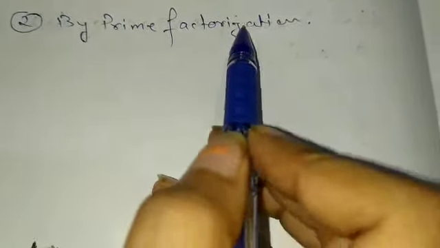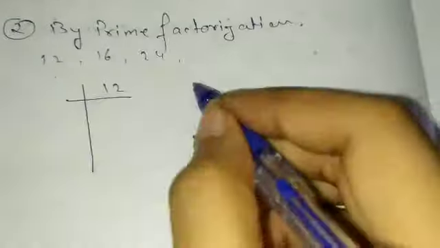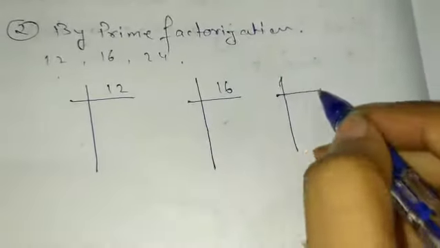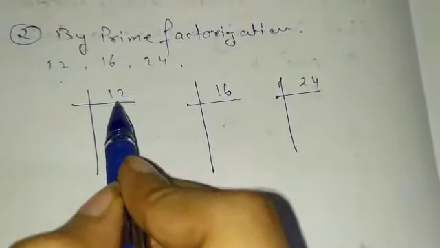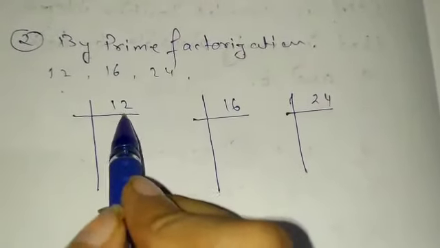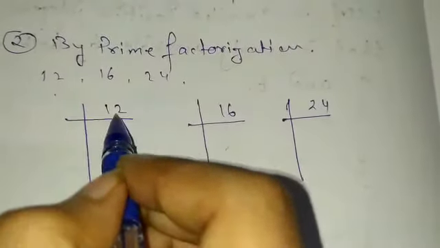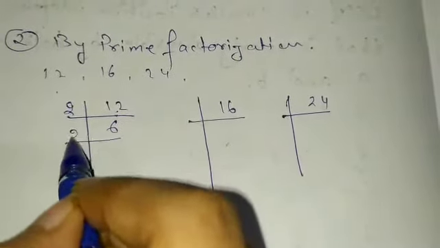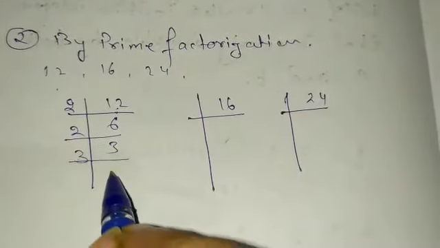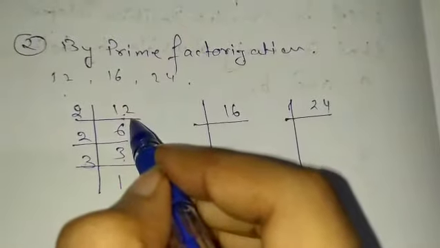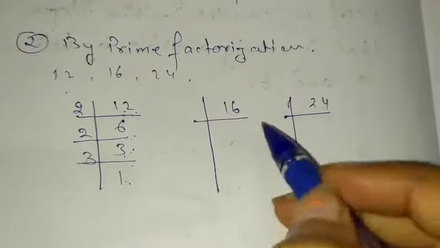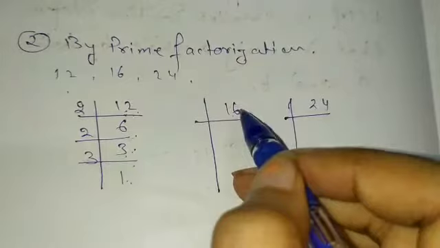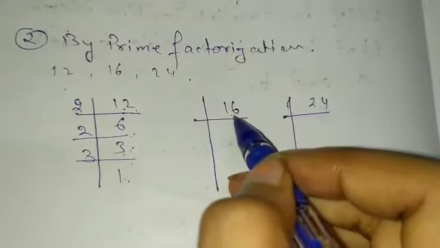Second, by the prime factorization method. If we take three numbers, that is 12, 16, 24, to find LCM of 12, 16, 24, we will write them out and divide by the lowest number, that is here 2. 12 divided by 2 is 6, again 2 divides 6 by 3, and 3 divided by 3 is 1. We will divide until we get 1 at the end.